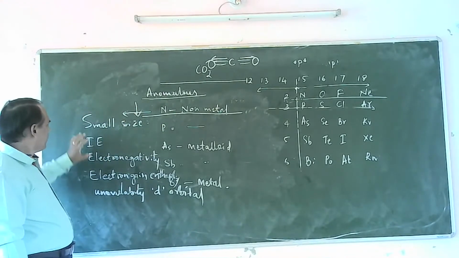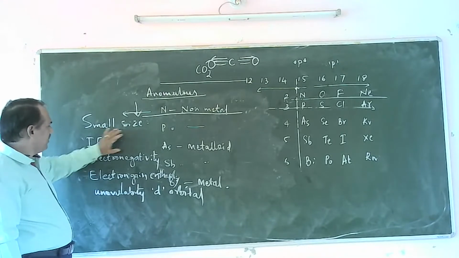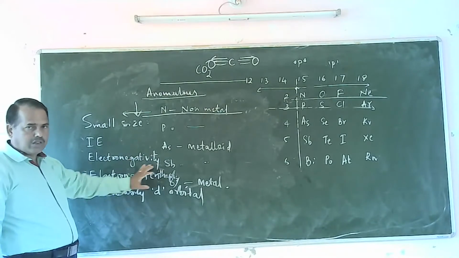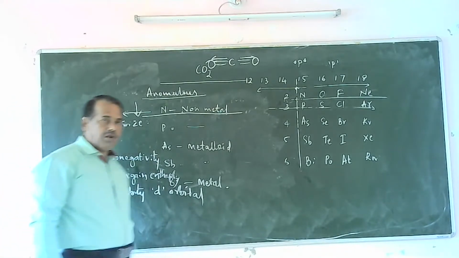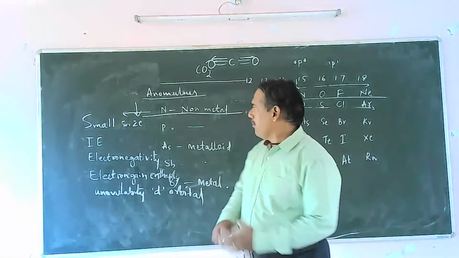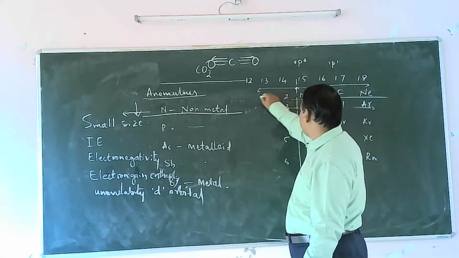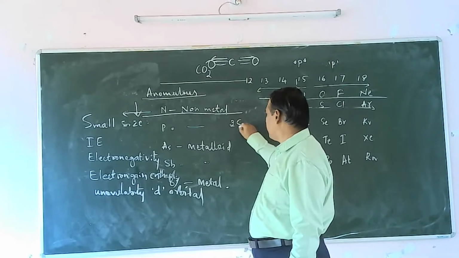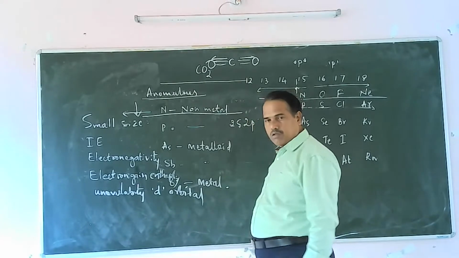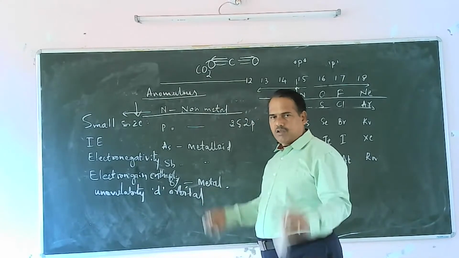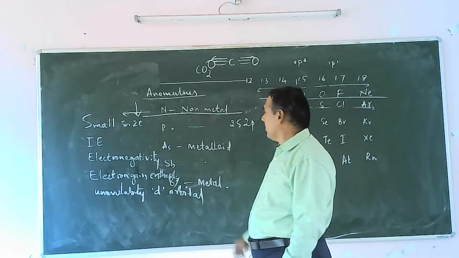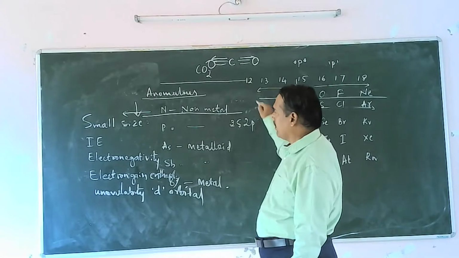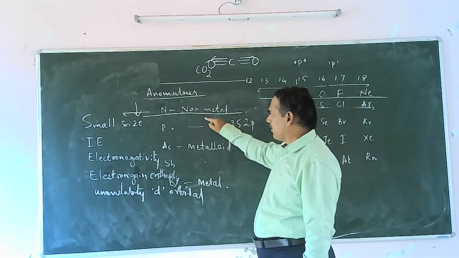Due to small size, high ionization enthalpy, electronegativity, electron gain enthalpy, and unavailability of d orbitals. Because nitrogen is a second period element, in the second period we have only 2s and 2p, so d orbitals do not exist at all. So we have only covalency 4, and you studied that covalency.